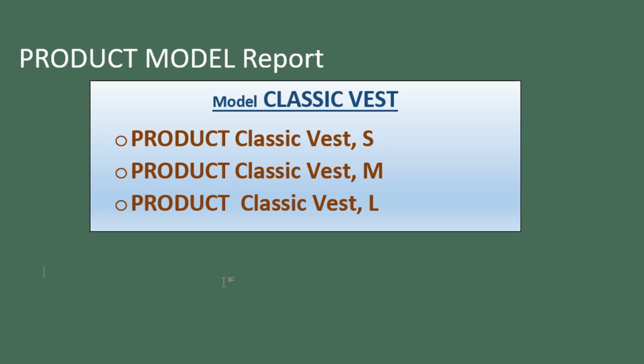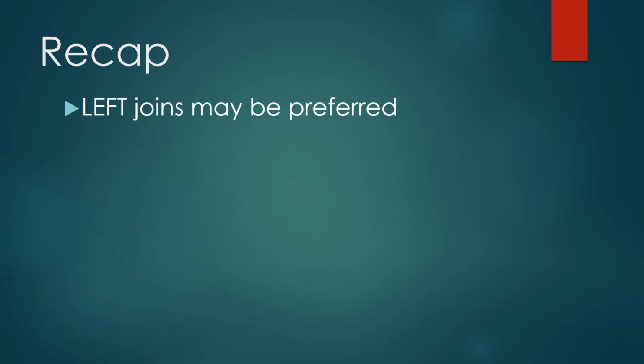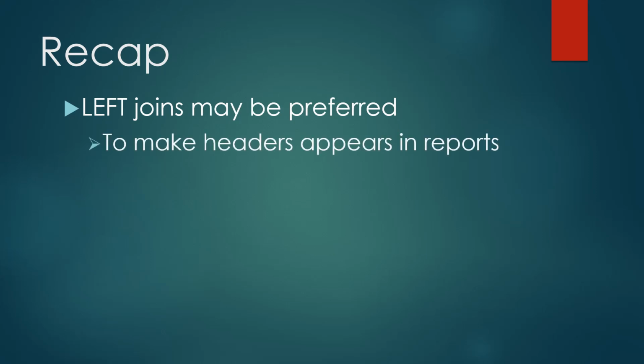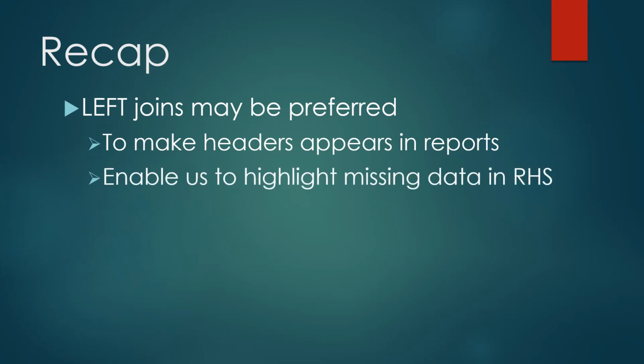So that's serious because that's losing us important information. The report probably needs to show that there is no product linked to Mike's dummy model. But because Mike's dummy model is not there at all, we're losing critical information. So let's just recap the 2 points we covered about why left joins are a good thing. Left joins may be preferred because when they are applied to reports, they may make headers appear where they otherwise would not, and they enable us to highlight missing data in the right-hand side table.